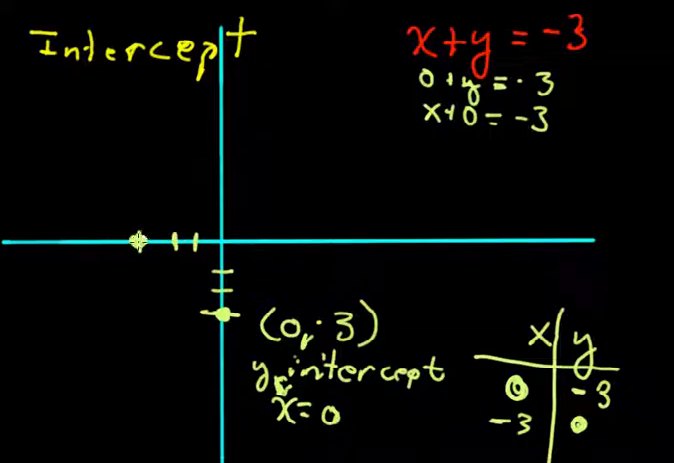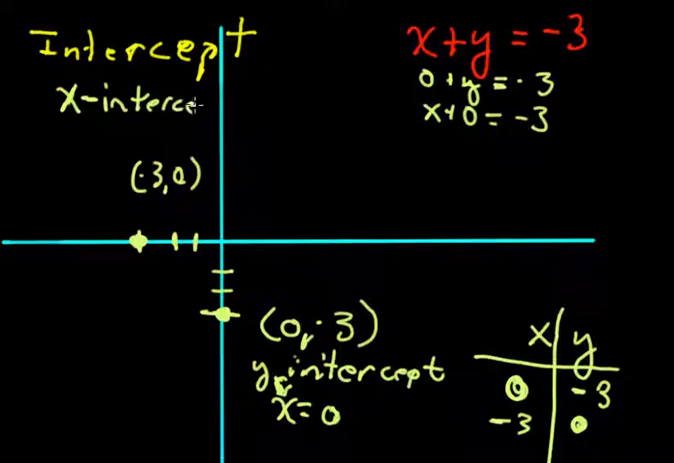So I start here, 1, 2, 3, go over -3. But keeping y 0, I don't go up or down. And so now I have the point -3, 0. And this is the x-intercept. And the x-intercept is where y equals 0. So notice here, x and y. The x-intercept, y equals 0. The y-intercept, x equals 0.